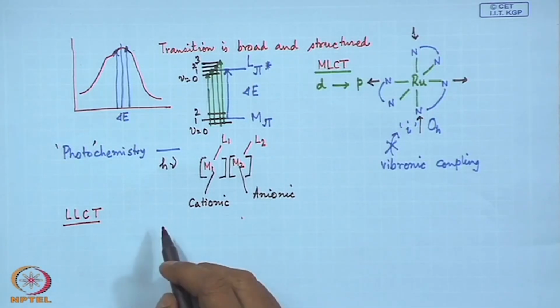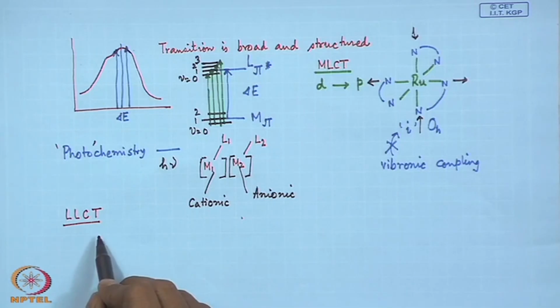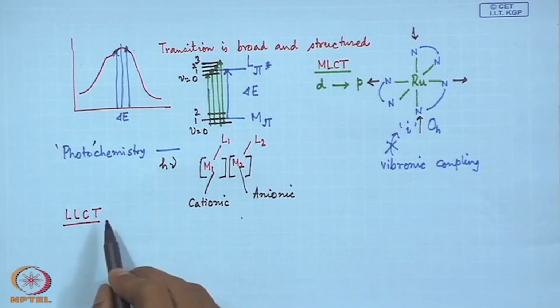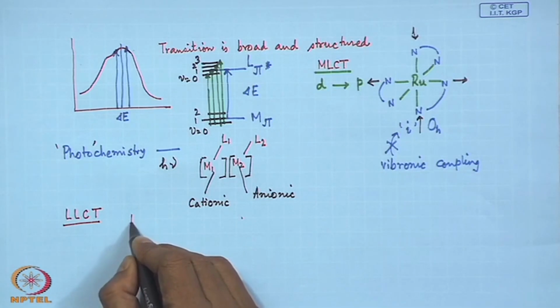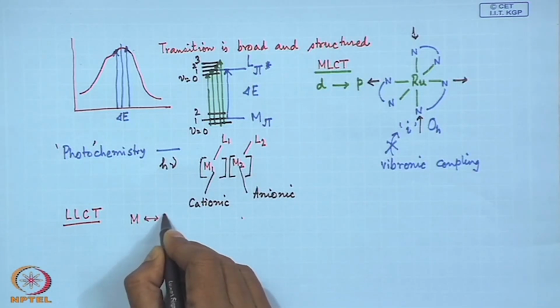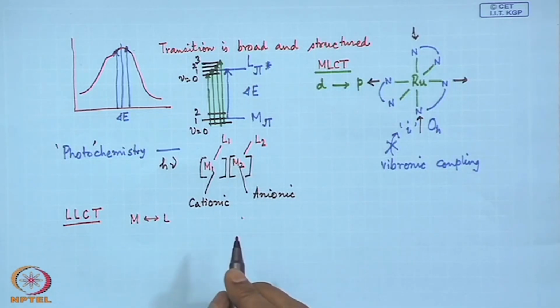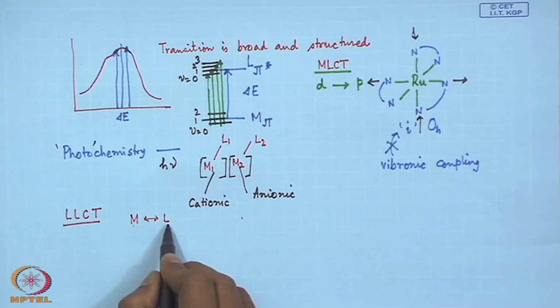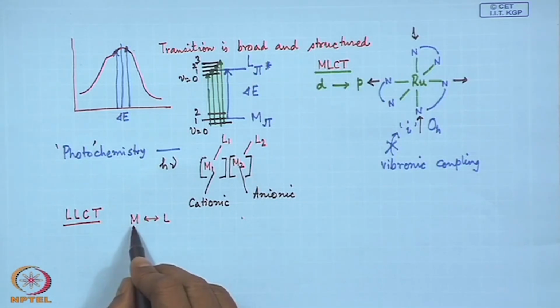So earlier we have seen metal to ligand charge transfer and ligand to metal charge transfer. That means we are basically talking about systems where we have metal-ligand bonding, and either the metal is transferring charge to the ligand orbitals, or the ligand is transferring charge to some metal orbital.